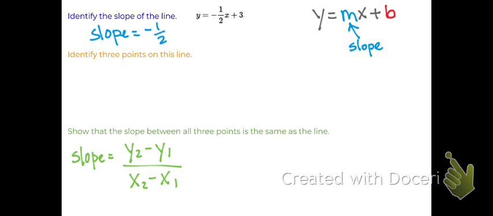Now it says identify 3 points on this line. So we are just going to make a table here with some x's and y's. And we can substitute anything in for x and see what y is. And that will give us a point, an x, y point that we know will be on the graph of that line.